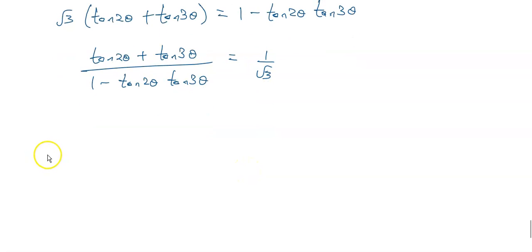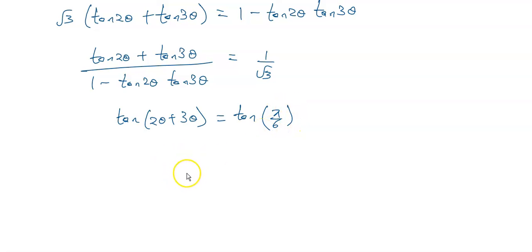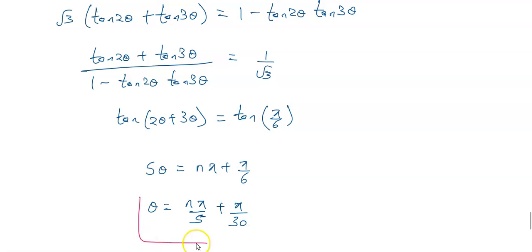Fine. Now ये लिखा हुआ tan a plus tan b upon 1 minus tan a tan b, which is nothing but tan of a plus b, 2 theta plus 3 theta, and 1 by root 3 को हम लिख सकते हैं tan of 30 degree, that is pi by 6. So finally what do we get? General solution लिख सकते हैं 5 theta is equal to n pi plus alpha, which is pi by 6. So theta is equal to n pi by 5 plus pi by 30, and you can check the corresponding answer. I think option B match हो जाएगा. This is the answer.